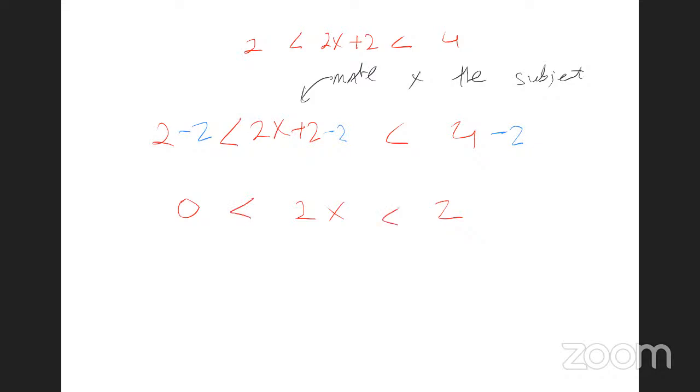Are you okay with that? Now, what's the next step? What's the next step, Azaria? Stop listening to Justin and listen to me. What's the next step now? Divide by 2 here, divide by 2 here, and do the same thing here. Whatever you do on the right, you do on the left. That's okay? So you'll be left with 0 is less than x is less than 1. That's the answer. That's okay, Caleb?